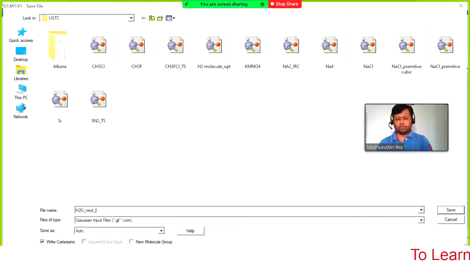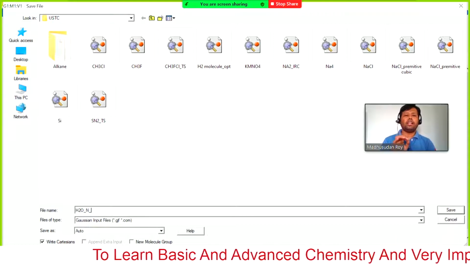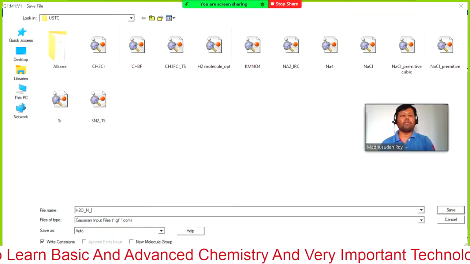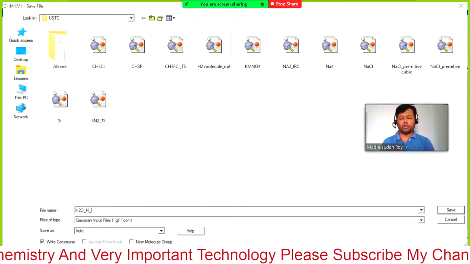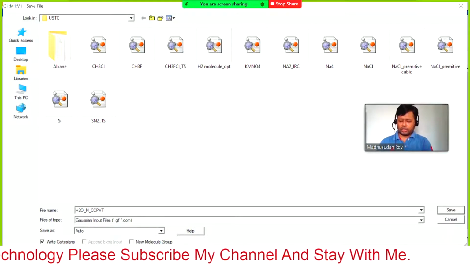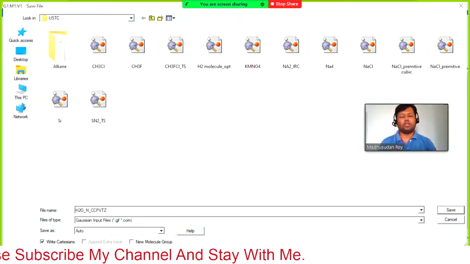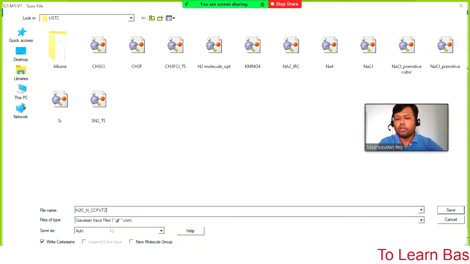I'm giving some short key names, neutral, or even I can write just N, and then neutral, and I want to mention the function, what type of function I have given, because sometimes we can change the function, so that will make it very easy to remember what type of function I am using. So cc-pVTZ. You can write down only water, that is also okay, but I want to have some identification so that later I can easily remember that I have used these types of function. Okay, so water neutral and then cc-pVTZ.